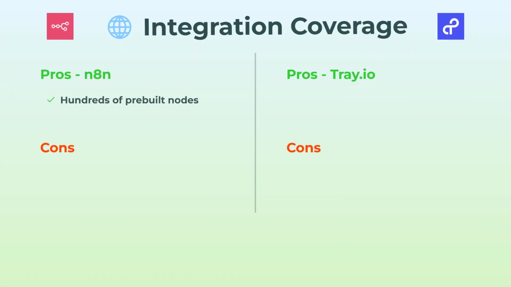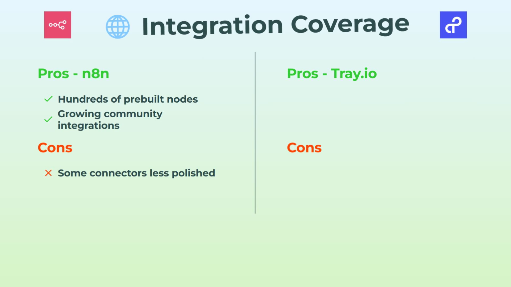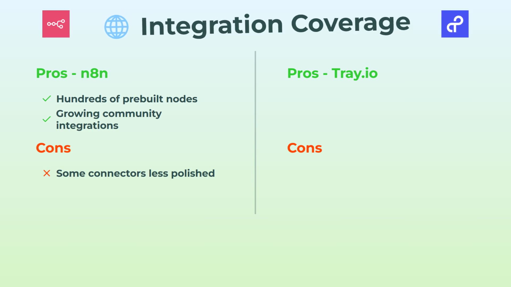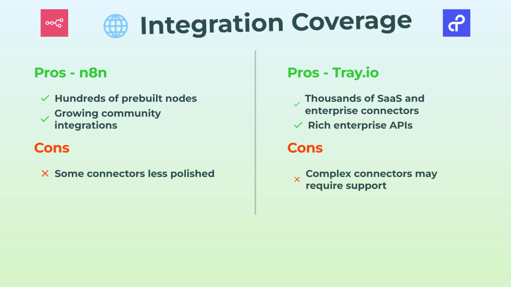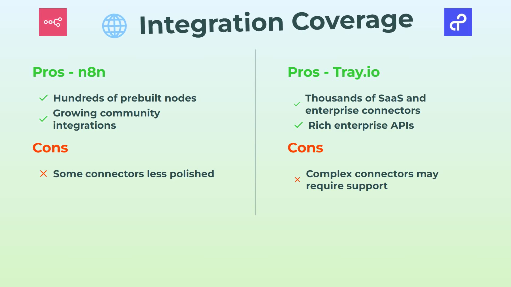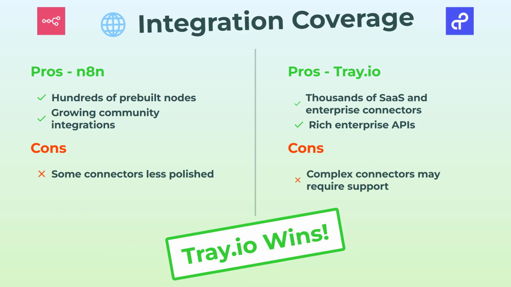Now, integration coverage. And oh man, Tray.io isn't kidding. Thousands of SaaS connectors, tons of enterprise and API hookups. If you need Salesforce, SAP, HubSpot, you name it, Tray.io probably has it. N8N's connectors are solid, lots of pre-built nodes, and the community is adding more all the time. But not all connectors are super polished yet, so you might run into some quirks.